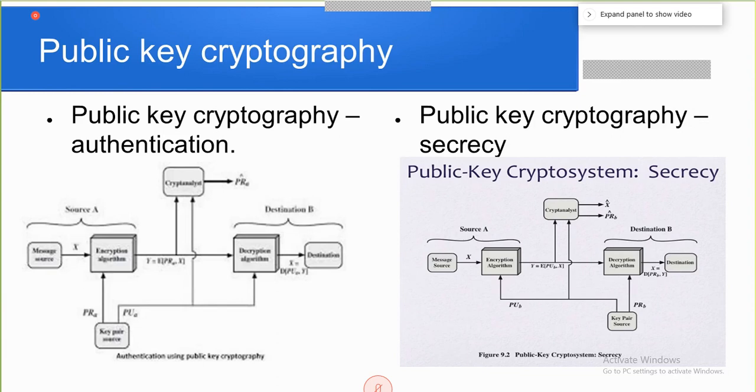Clear. Next is to provide secrecy, that is confidentiality, as we have seen in the previous slide. This is encrypted using PUB, where B means the receiving side. It is encrypted using the public key of Alice, and at the receiving side, Alice decrypts using her private key. Okay, next.